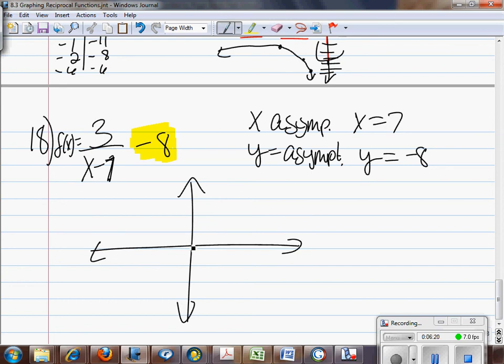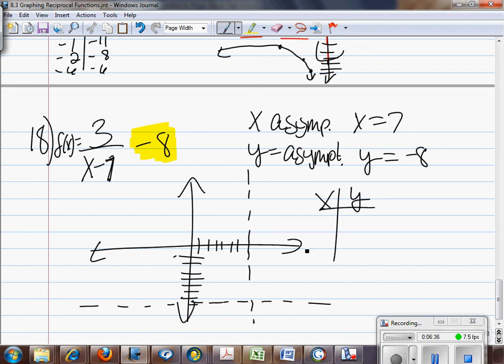Clearly I messed up on the last one. So plot the asymptote x is 7. 1, 2, 3, 4, 5, 6, 7. And y is negative 8. And then make your 2 little tables, x, y, something to the left of 7. So you want to have like 4, 5, 6, I don't know.